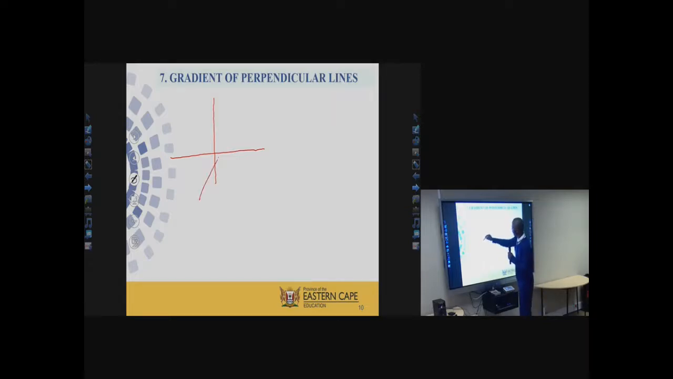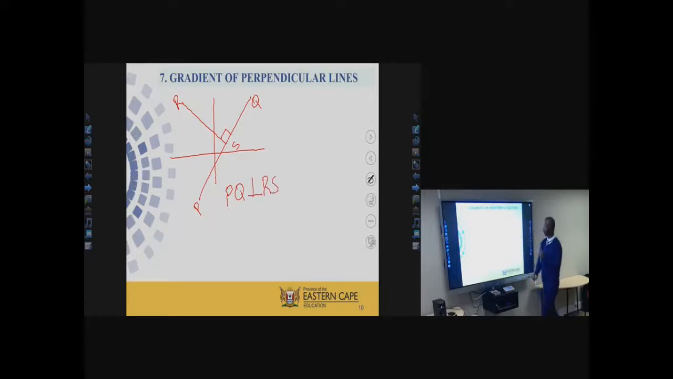If you have this line, for instance, I'm going to call it line PQ, and another line like that one, I'm going to call it line RS. The moment this angle is 90 degrees, it means that PQ is perpendicular to RS. That is how we denote it in mathematics. PQ is perpendicular to RS.